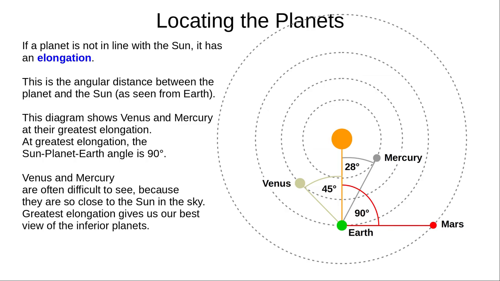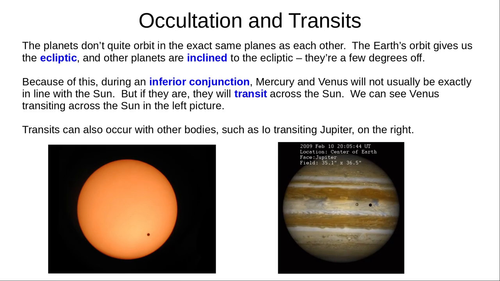When a superior planet is at elongation 90 degrees, the Earth would be at greatest elongation to observers from that planet. As we mentioned earlier, the planets' orbits aren't quite in the same plane as the Earth's orbit. They are inclined to the ecliptic, typically a few degrees off. And so, when Mercury and Venus are at inferior conjunction, they're usually not exactly in line with the Sun. But when they are, they transit across the Sun. We can see this with specialised equipment, as in the left image of Venus transiting across the Sun.